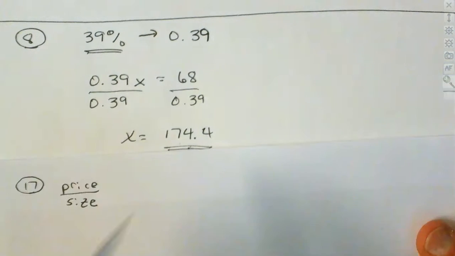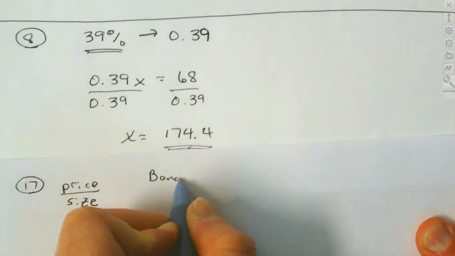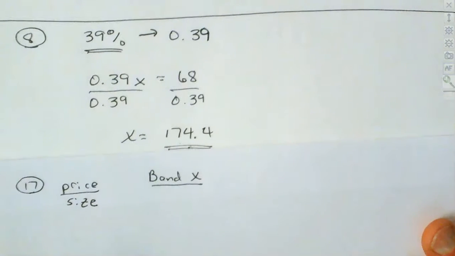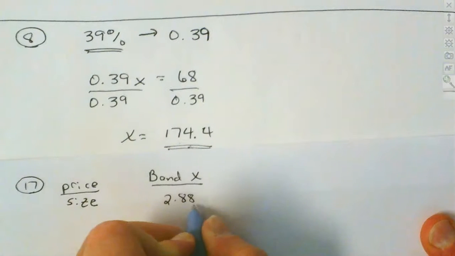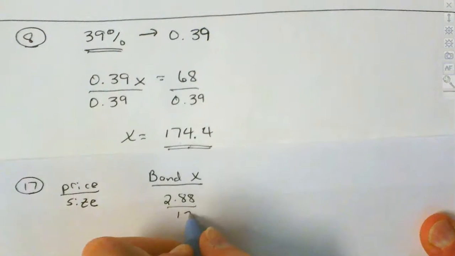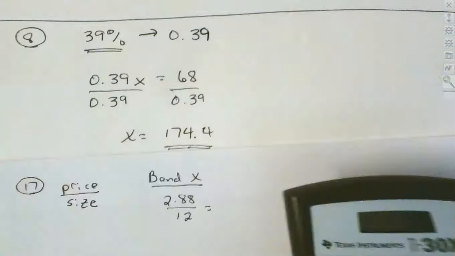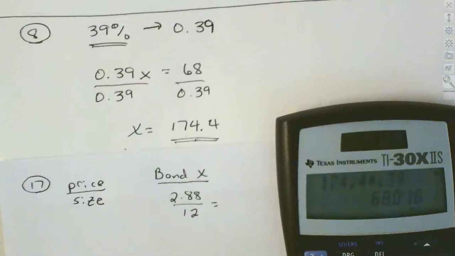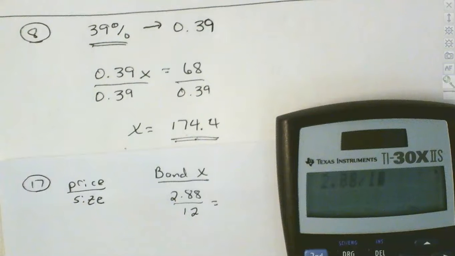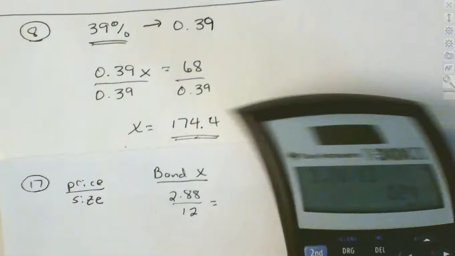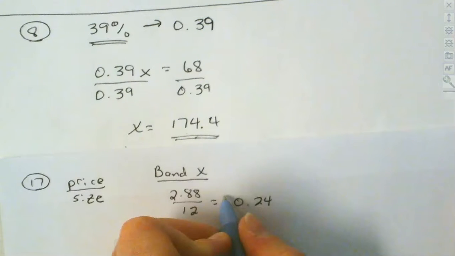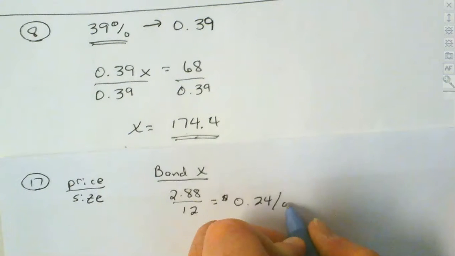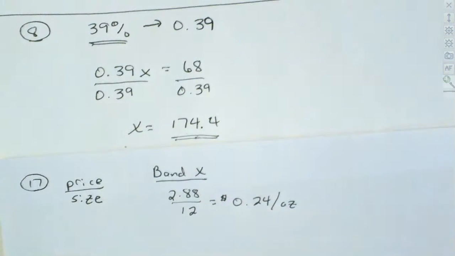So when we look at brand X, it's $2.88, and the size of that container is 12. So we're going to divide them out and see the cost per ounce here. $2.88 divided by 12 gives you 24 cents. So that's per ounce.